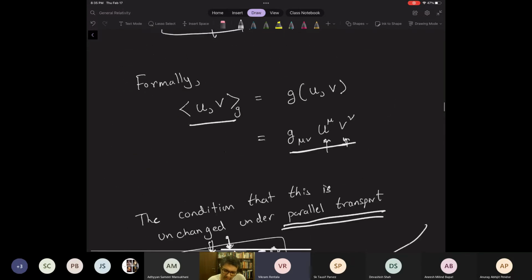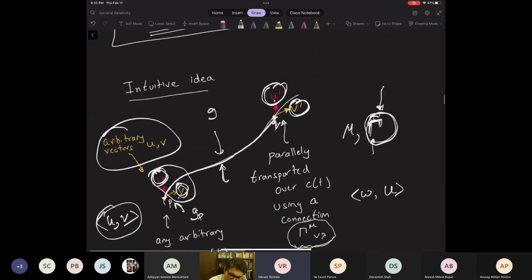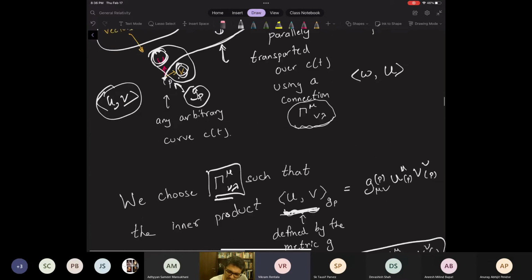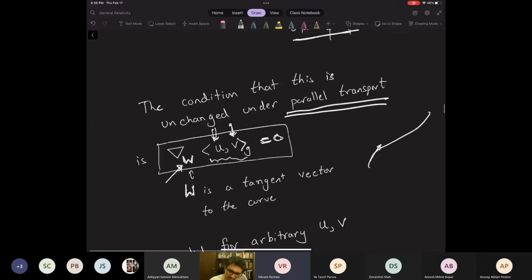Oh, sorry. Maybe I should have corrected something. You're also parallelly transporting the metric from this point to this point. So you're not taking the metric at point Q, you're also transporting the metric to this point. So you parallelly transport the metric. The metric is a tensor of type 0, 2, and you have to parallelly transport that as well. So when I transport the vectors u, v and the metric g prime, the inner product of any two vectors should be unchanged.